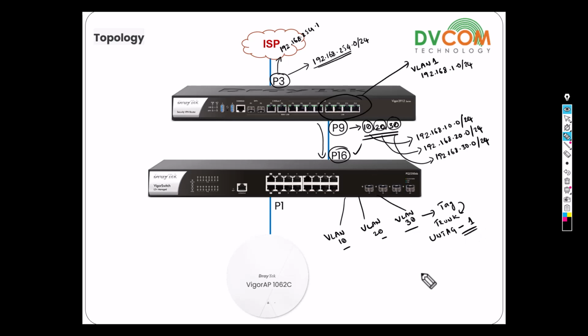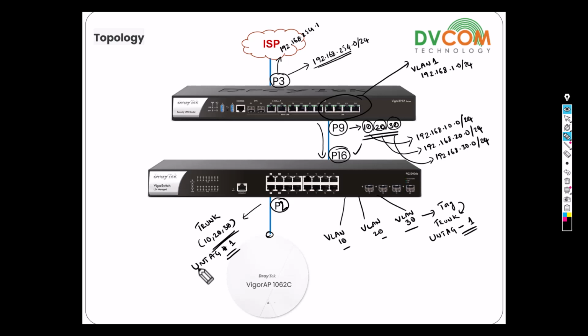Okay, guys. And my access point is connected here on port number 1, I think. I'm sorry, it's on port number 2, guys, not on 1, it's port number 2. So port number 2, which is connected to my AP, I'm again going to make this port a trunk port, and I'm going to tag all these VLANs 10, 20 and 30. And the untagged VLAN will be VLAN number 1.